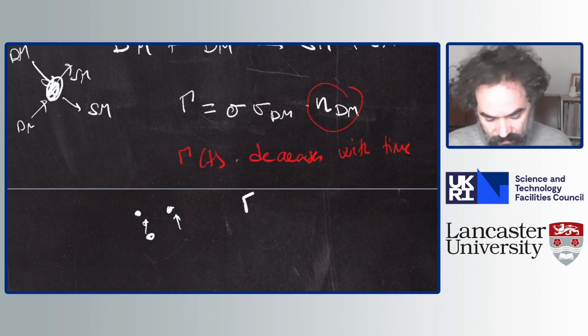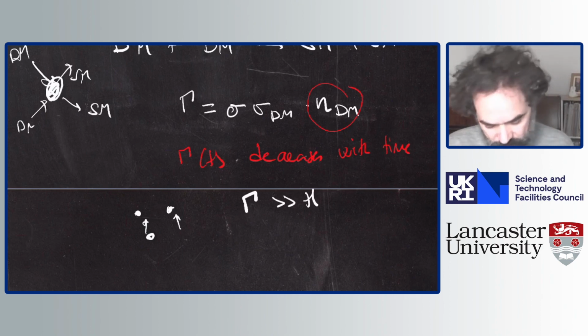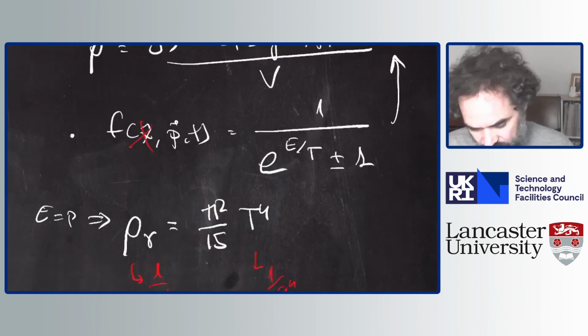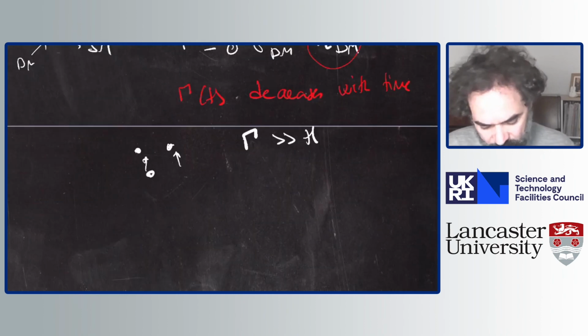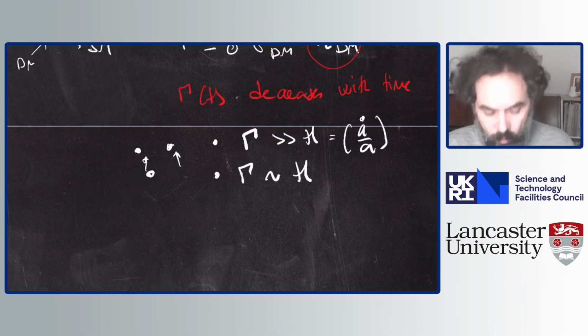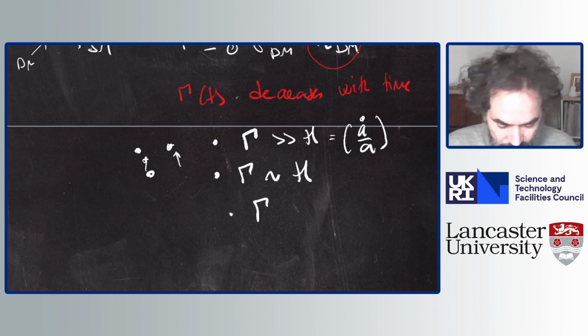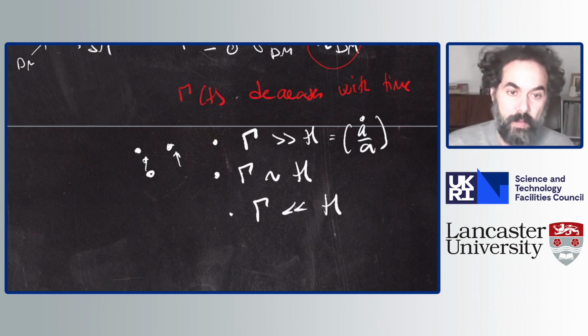So that means that if gamma is much bigger than H, remember H is, I didn't define it, I think, yeah, H is defined as the rate of expansion, a dot over a. In this case, there will be equilibrium. In this case, equilibrium will start to be lost, and when gamma is much less than the expansion rate, let's say that particles don't have enough time to interact before the universe is expanding by a considerable amount, so equilibrium is lost. If equilibrium is lost, that's good for us.